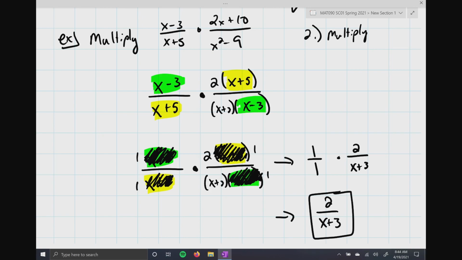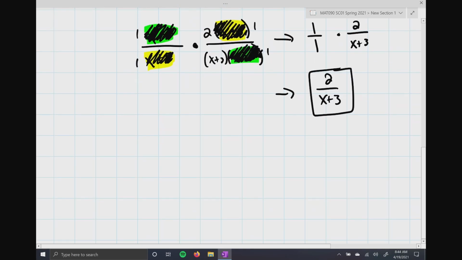All right. Are there any questions? Because if not, I'm going to write out some steps and then we're going to do some problems. All right. So I'm going to scroll up halfway. So to multiply or divide, doesn't matter, rational expressions.